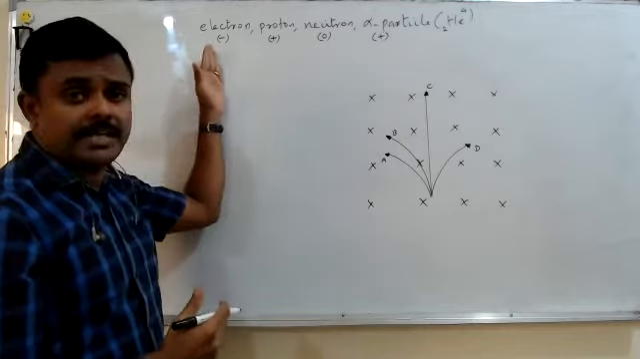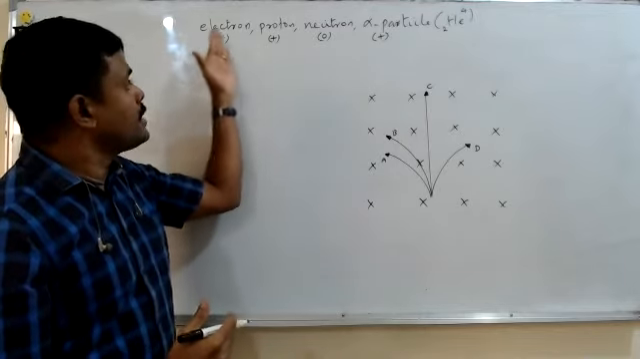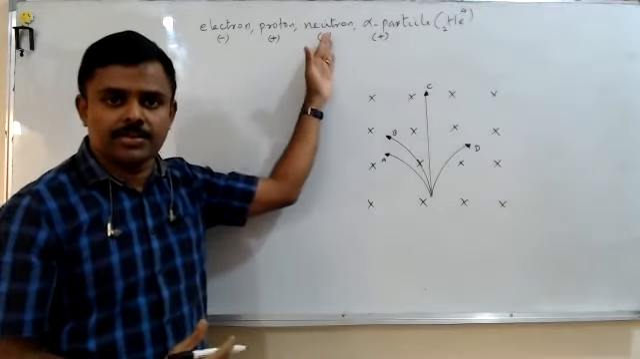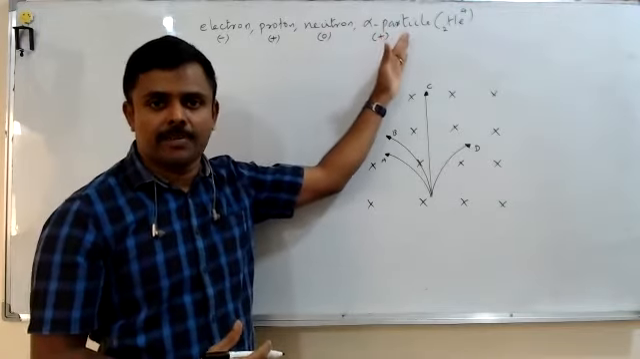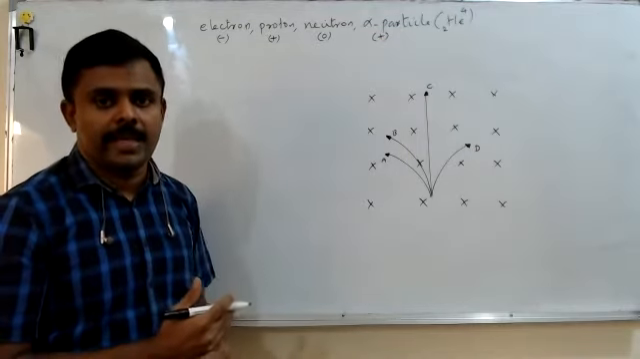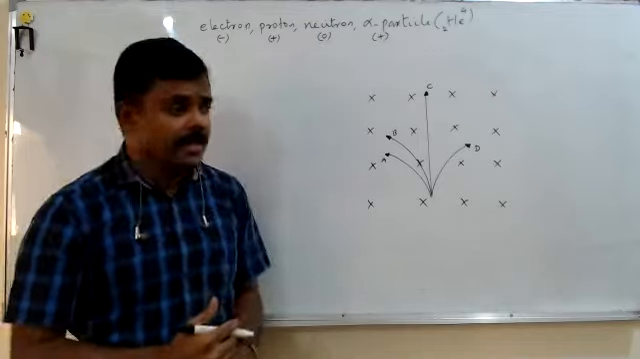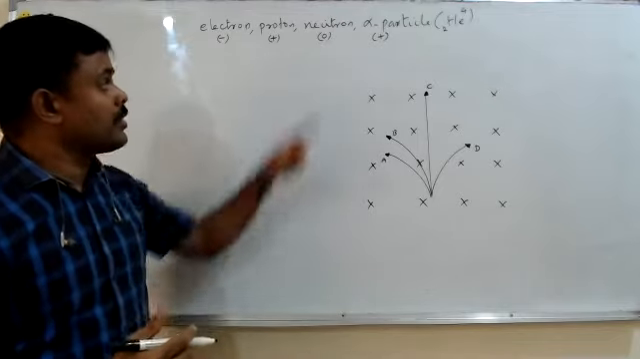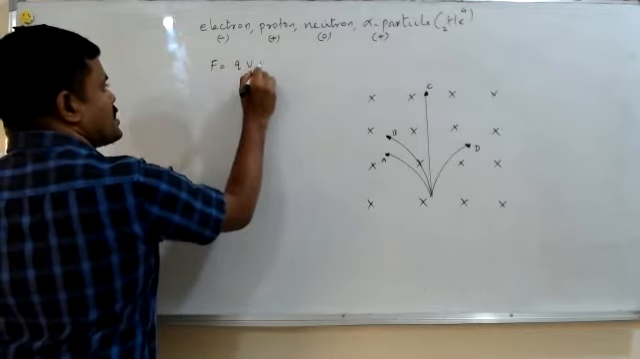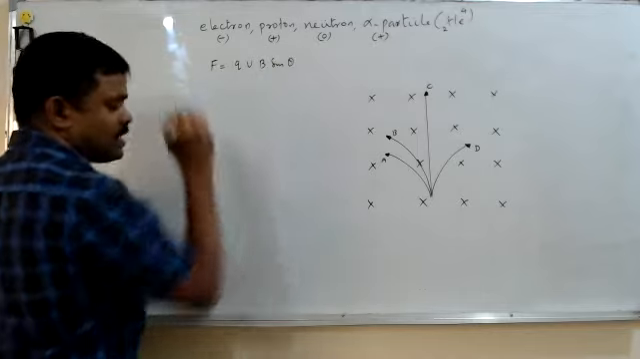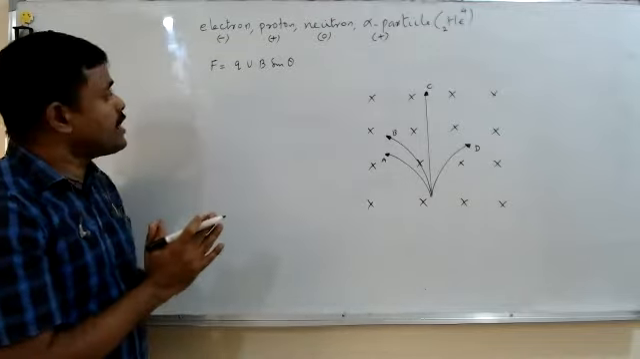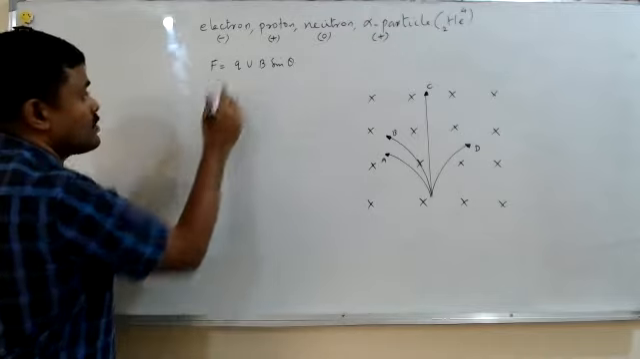So I have the four particles here. Electron, which is negative. Then proton is positive. Neutron is neutral, which is having zero charge. Then we have alpha particle, which is helium nucleus. And what is the Lorentz force on neutron? Lorentz force is given by QVB sine theta. They say that all the particles are entering the field. So I have to calculate the Lorentz force.